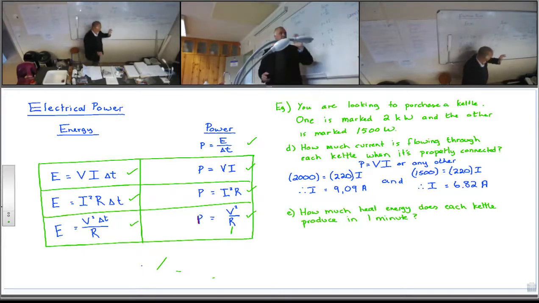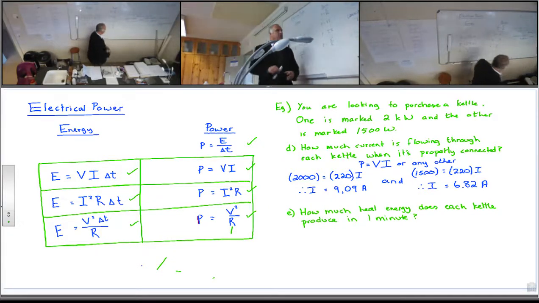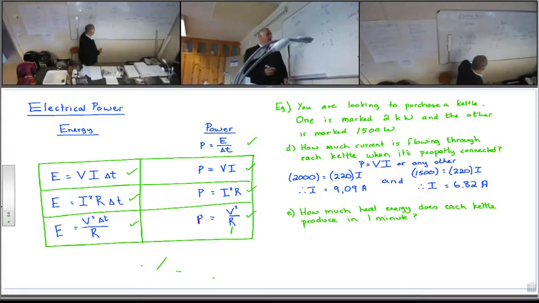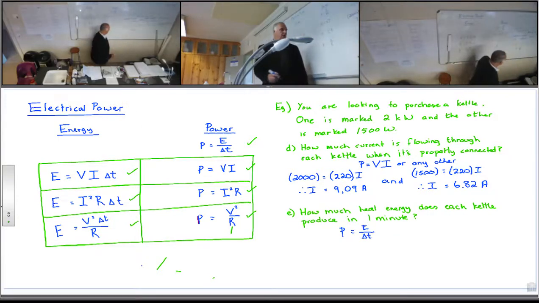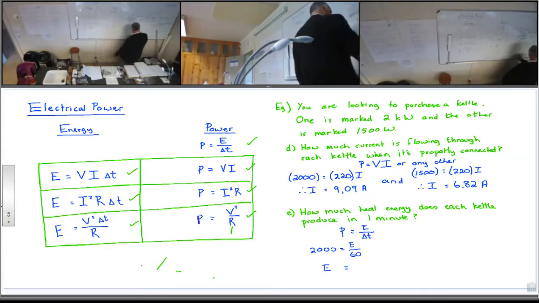Okay, understanding that? Right, how much heat energy does each kettle produce in 1 minute? Which formula are you going to use here? P equals E over delta T. P equals energy or heat over delta T. That could be an H if you wanted, okay? You're trying to find out how much heat energy. Power is 2000 equals E over 60. E equals, you can tell me what it is.